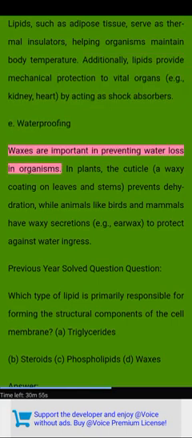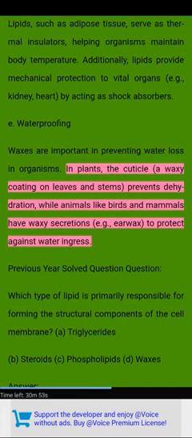E. Waterproofing. Waxes are important in preventing water loss in organisms. In plants, the cuticle, a waxy coating on leaves and stems, prevents dehydration, while animals like birds and mammals have waxy secretions, e.g., earwax, to protect against water ingress.